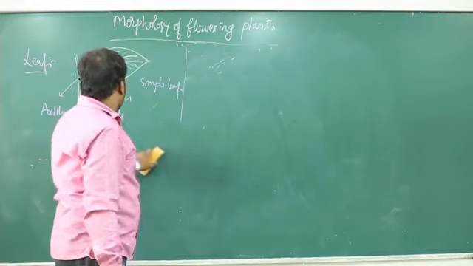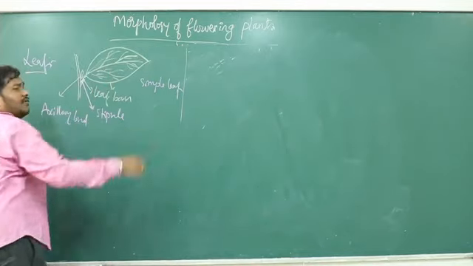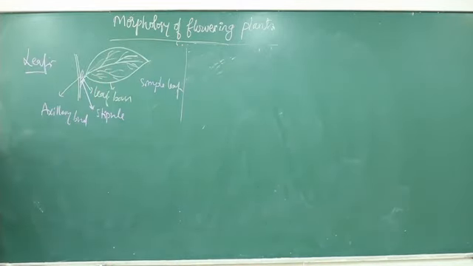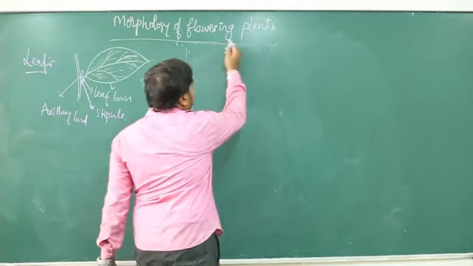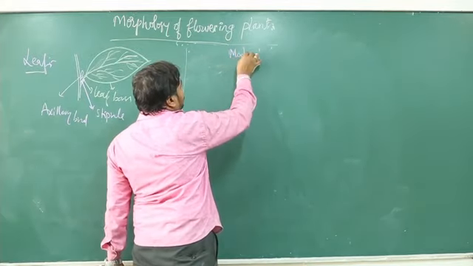The main function of the leaf is to perform photosynthesis. Apart from that, it can also perform different functions with respect to its modifications. So let's see the modifications of the leaf.